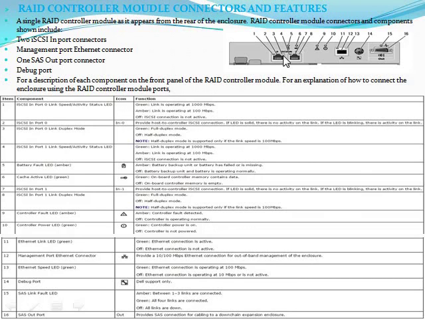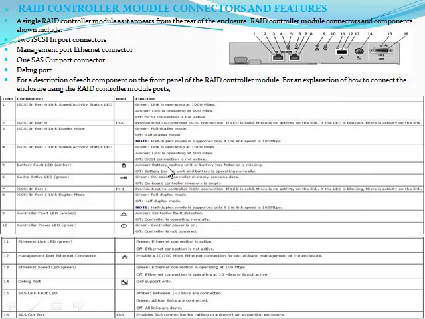Third one is iSCSI input 0 link duplex mode. When it is green, it means it is in full duplex mode. When it is off, it means there is no connection or it is in half duplex mode. iSCSI input 1: same thing I told previously.